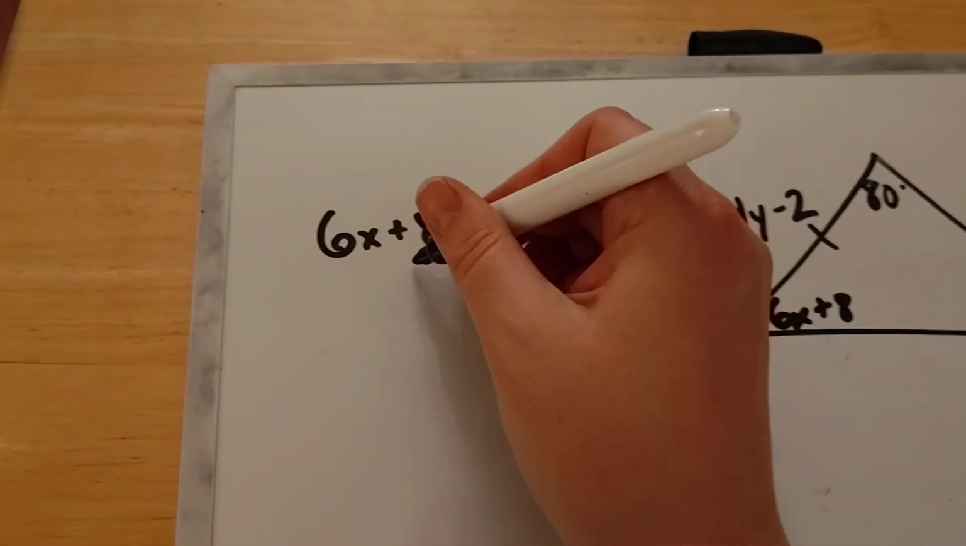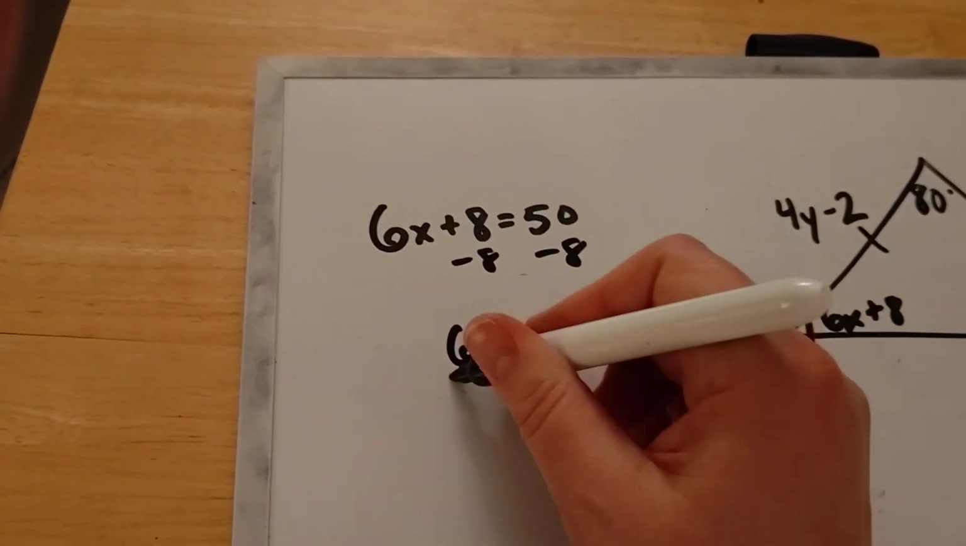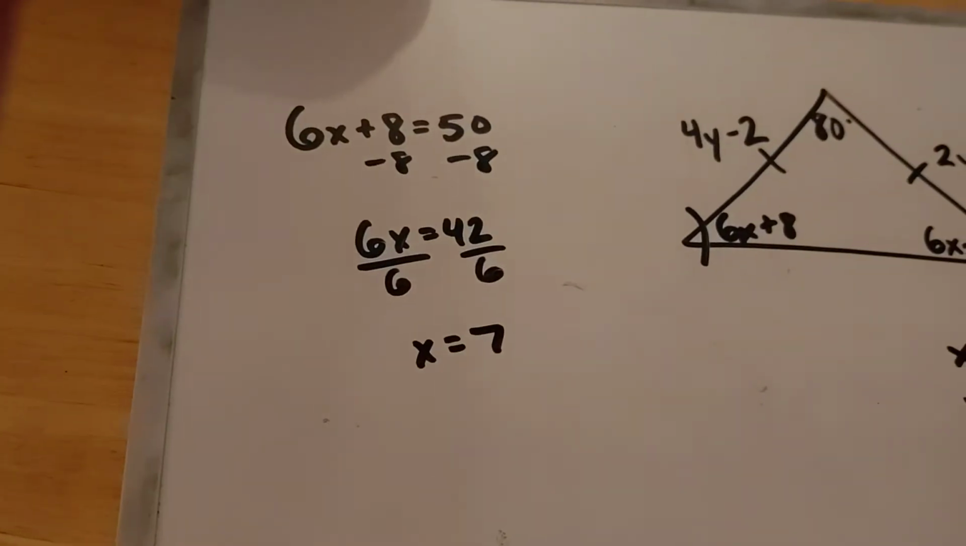So doing that, I can solve for x by subtracting 8. 6x equals 42. Divide by 6 to get x alone. I know x is 7. That is the correct answer.